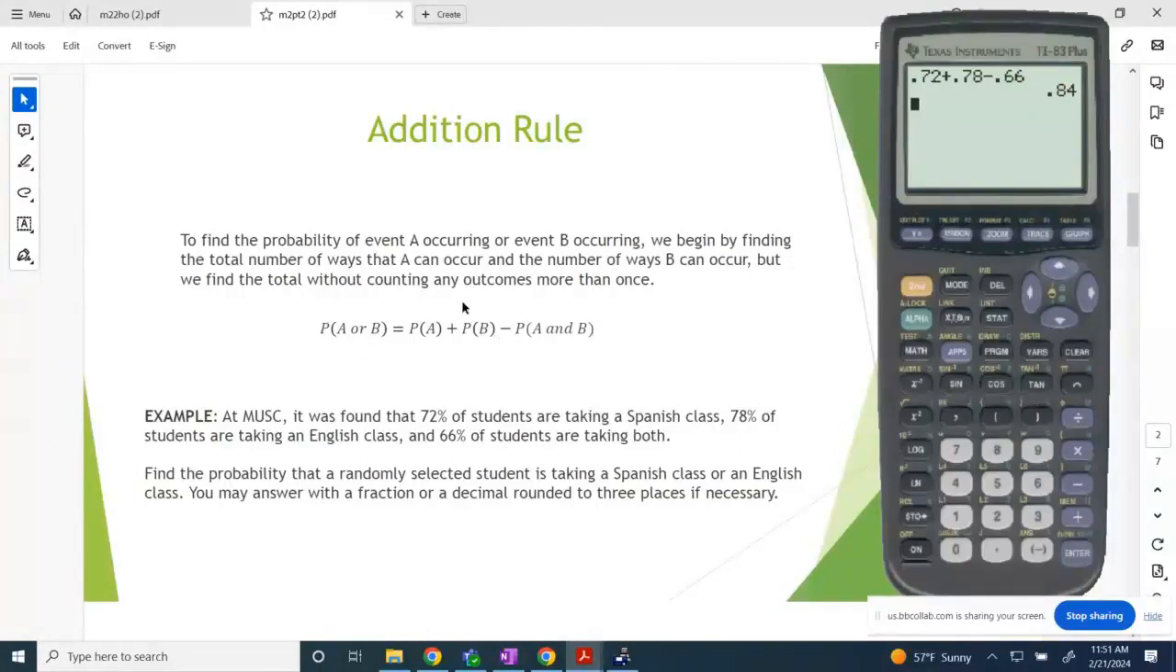The only reason we're using minus here is because there are some students that are taking English and Spanish at the same time. Okay, so we have to use this addition rule. I guess combining the A and B problem. That's right. Okay. That's right. You have to take out the overlap, basically. Okay.